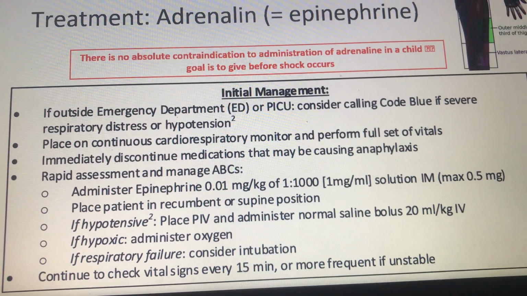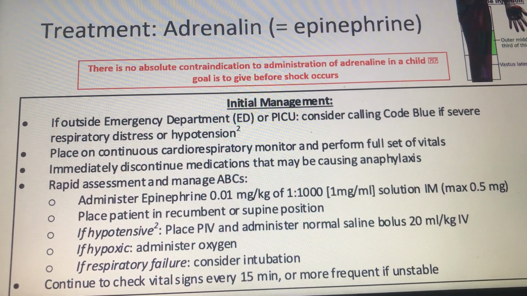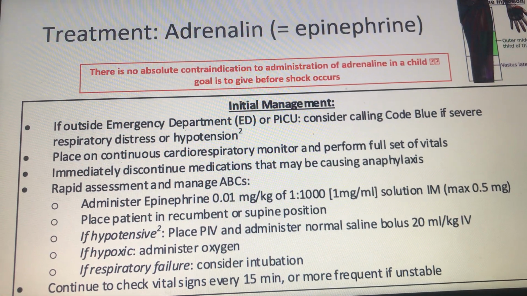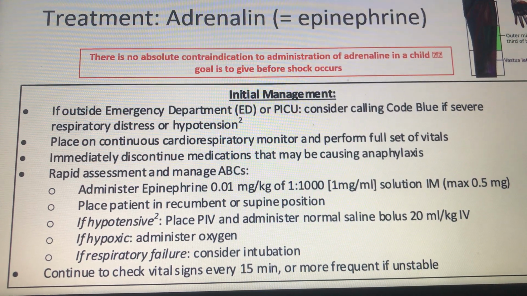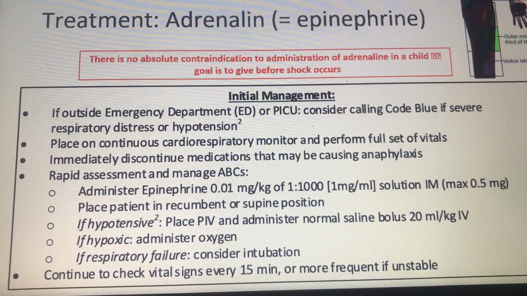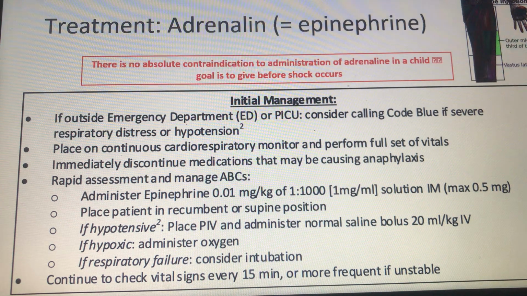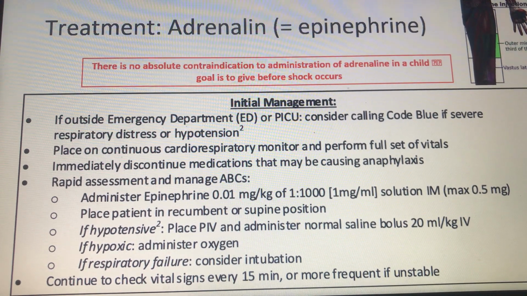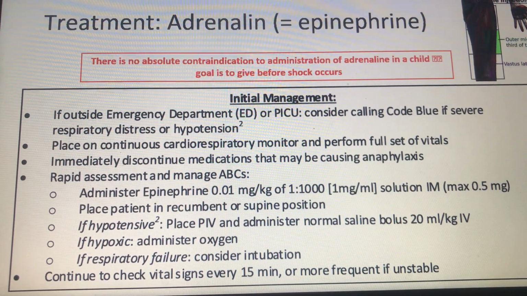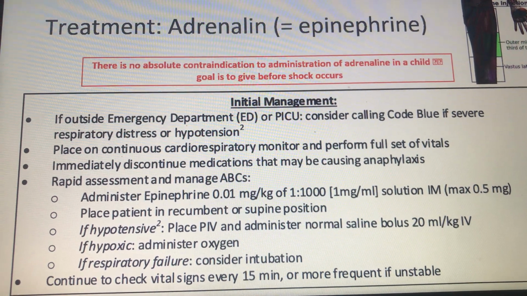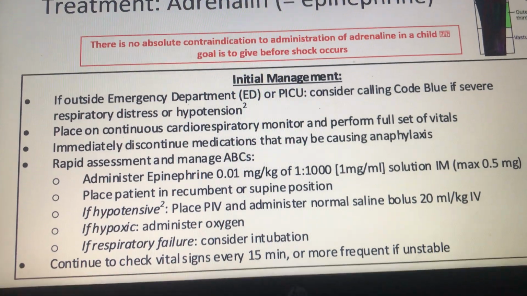This is an emergency. The gold standard is to administer adrenaline at a dose of 0.01 mg per kg with a concentration of 1 in 1000, which means 1 mg per milliliter, IM, and it may be repeated after 5 minutes. If the patient has hypotension, on the C, you have to give a normal saline bolus of 20 ml per kg IV and administer oxygen. If you have respiratory failure, early intubation is the gold standard, and check vital signs frequently.